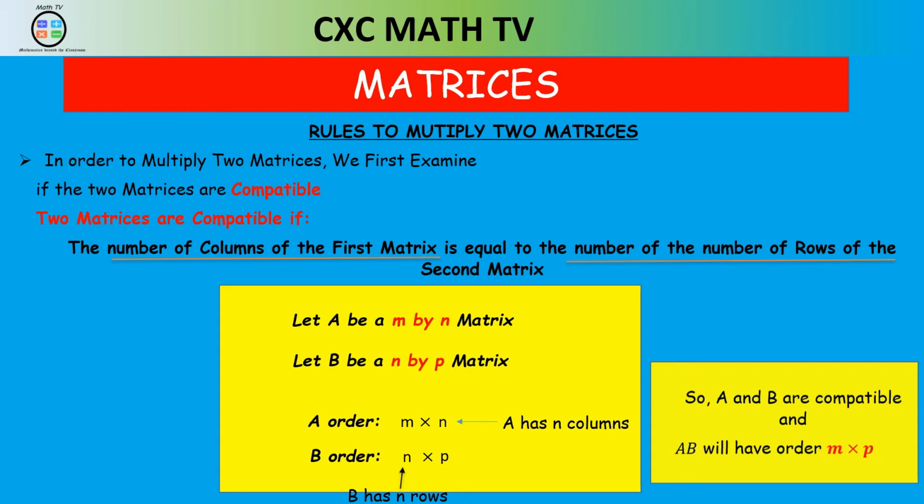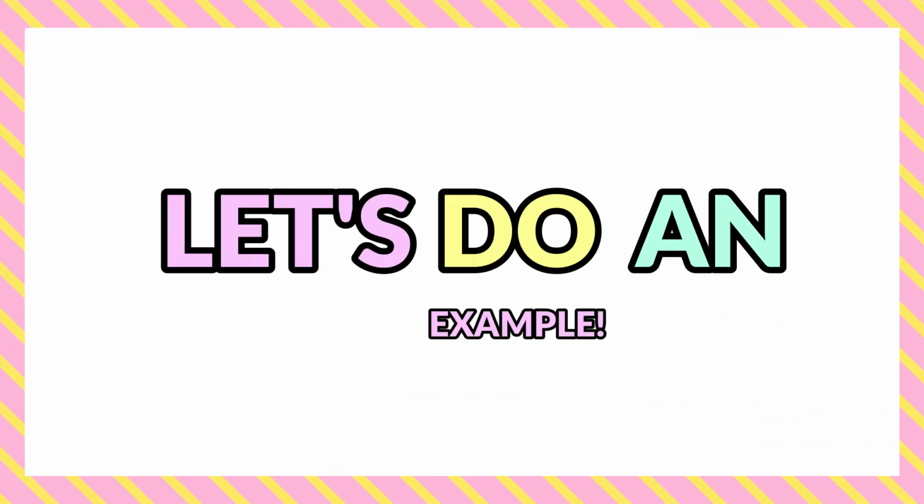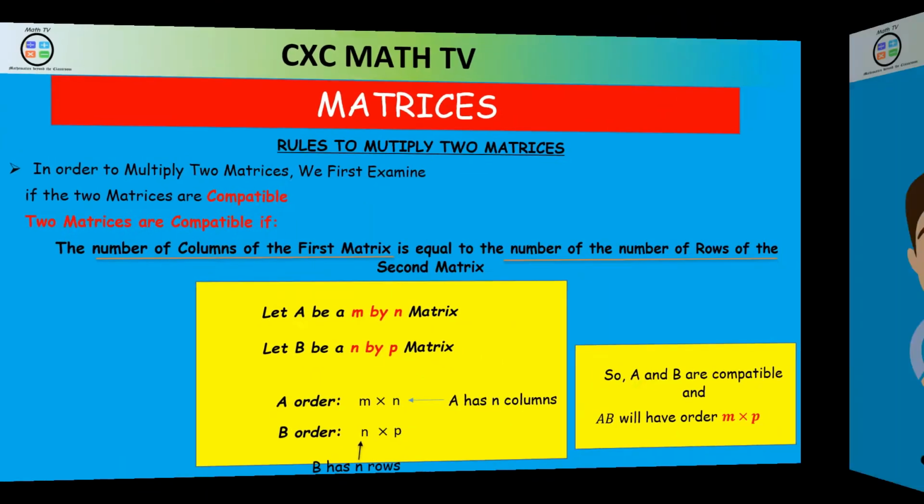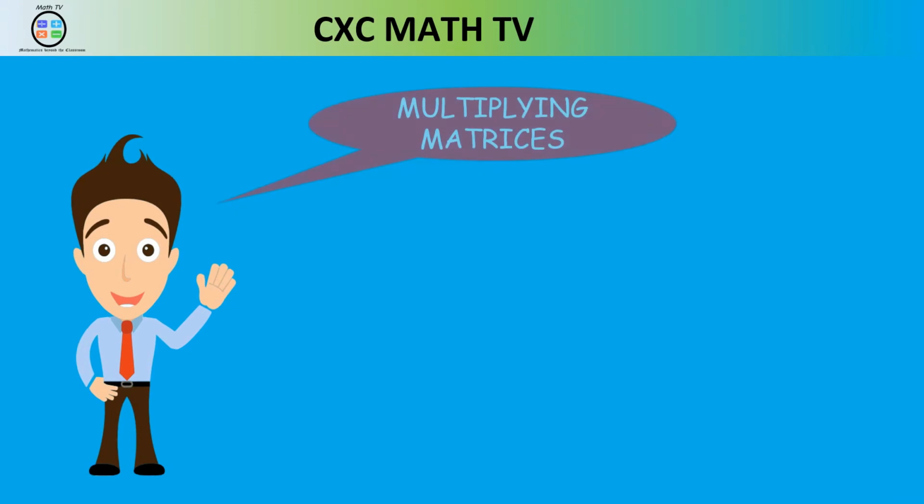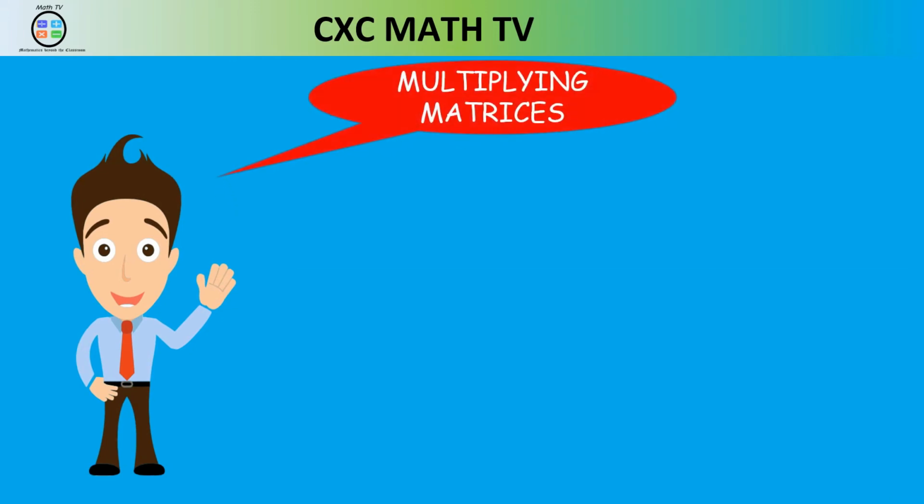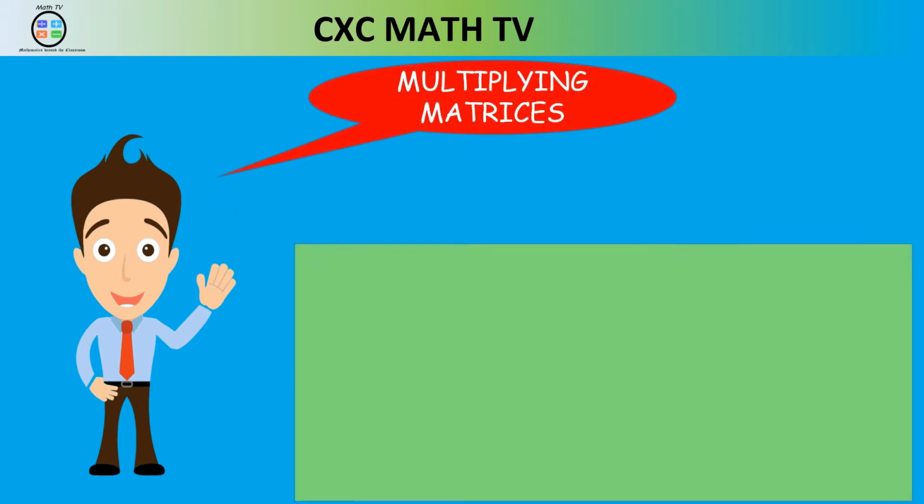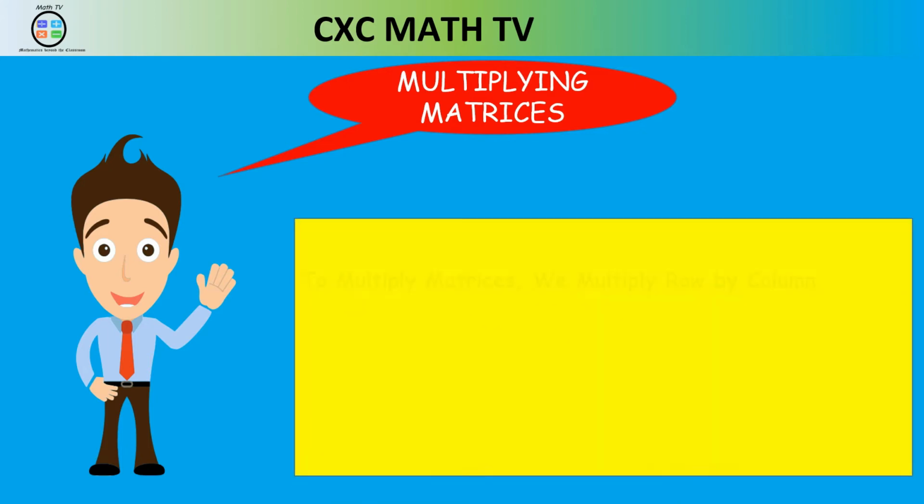Now, the best way to do this is with an example. By doing an example, you'll see that it is a lot easier. So to multiply two matrices, we multiply row by column. We multiply the row of the first matrix by the column of the second matrix.